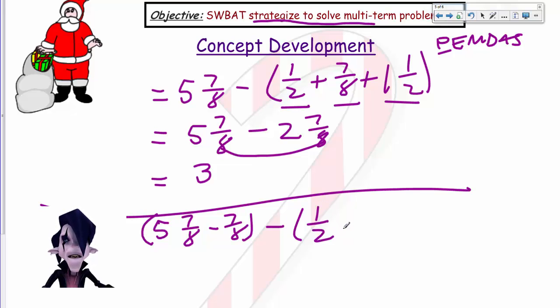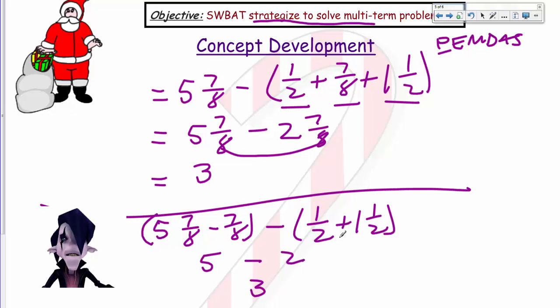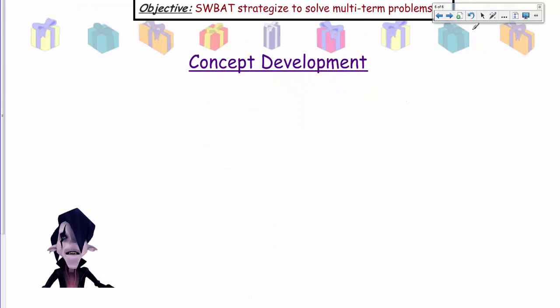sign, and then add these two here first together, then subtract them, and that's okay. Now look at that, it cancels that out. Now you have 5 minus, and we talked about that earlier, here we have 2, because the half added on to the 1 and a half would give us 2, and now we have 3. Same answer. No problemo. Yay! Concept development again.